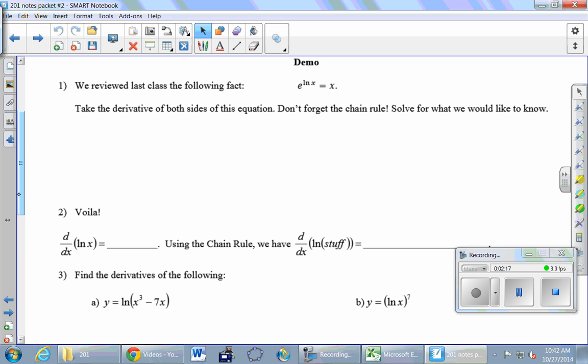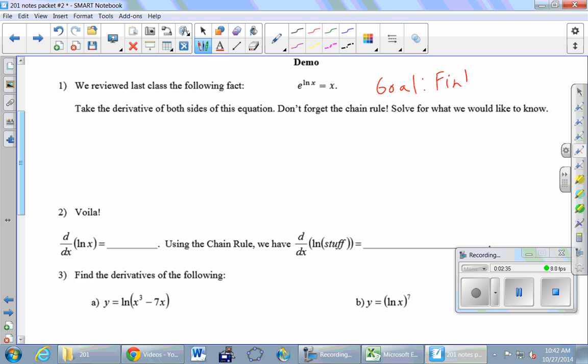Okay, that's good. And down here, number 1 in the demo, we saw this fact last class, that e to the ln of x is equal to x. That was one of several facts we saw with e's and logs canceling each other. And so here's what we're going to do. The goal of this problem right here is to find the derivative of ln of x. We don't have a formula for the derivative of ln of x, and that's what we're about to figure out.